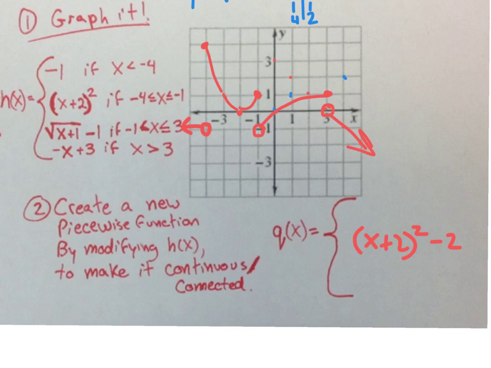So as you can see, I have the same function, parentheses x plus 2 to the second power. We just put on a -2, which would cause this vertex to go down 2 units, which would cause this point to go down 2 units, and this point to go down 2 units. So let me actually transfer those, and let me do it in black here. 2 units down would be right there. 2 units down would be right here. 2 units down would be right in that open dot. And that would make it continuous right here.